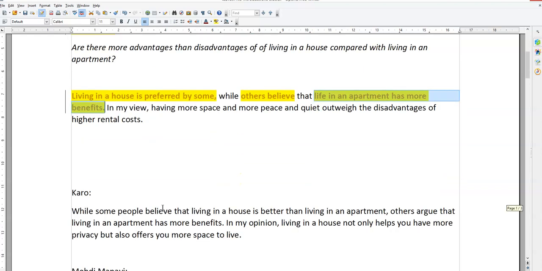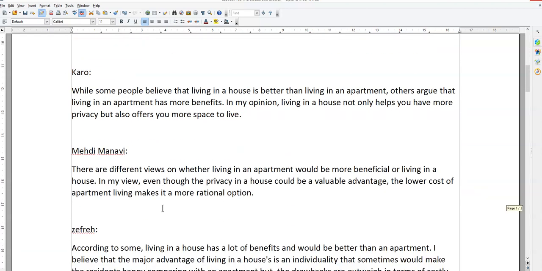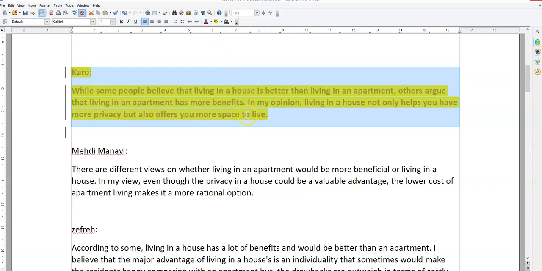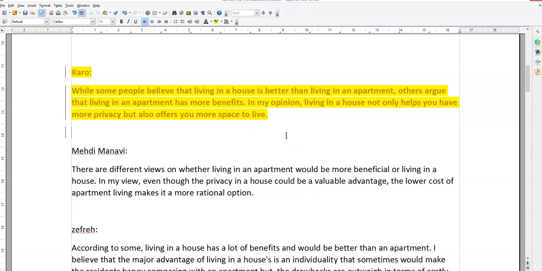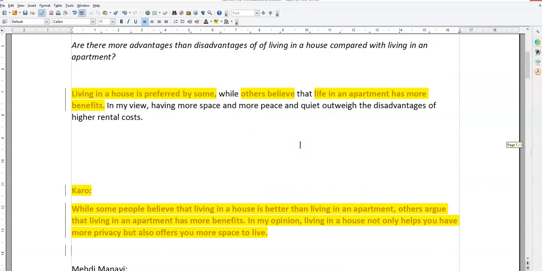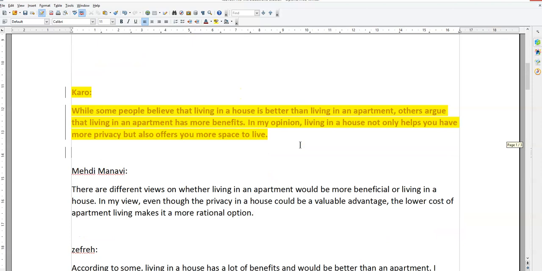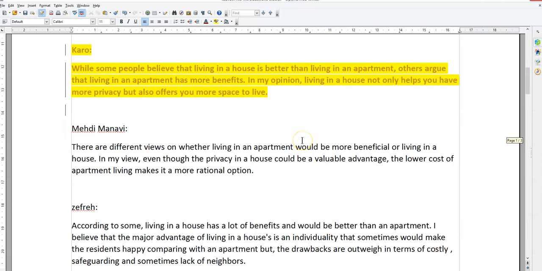Okay, so let's have a look at your introductions. Some people believe that living in a house is better than living in an apartment. Others argue that there are more benefits. That's pretty good. I'm going to highlight this. You see, it's pretty similar. Pretty good. I have no arguments with that introduction at all.